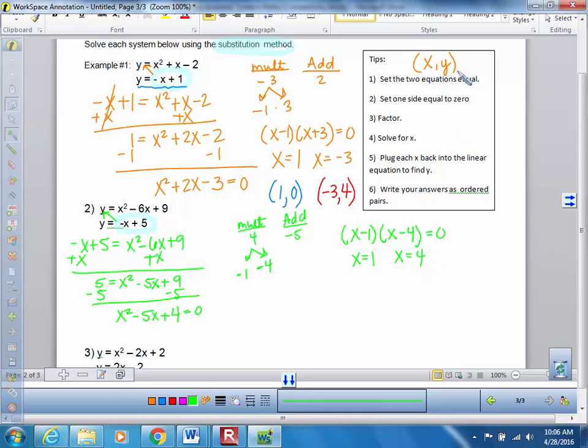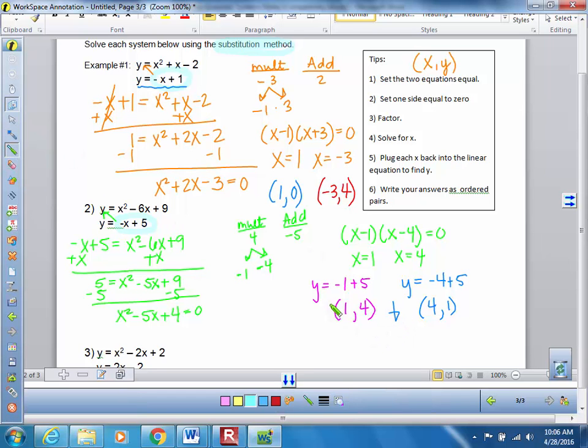Now, I need an x and a y value, so we have to go back and plug them back in. So if I plug in a 1, I'm going to get y equals negative 1 plus 5. What does that give me? 4. So that means when x is 1, y is 4. Then I want to do the same thing with 4. So I plug in 4 here, and I get y equals negative 4 plus 5. So that would be a positive 1. So when x is 4, y is 1. So these are my two solutions.